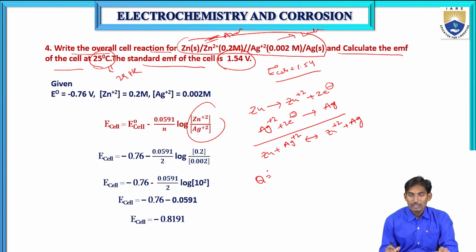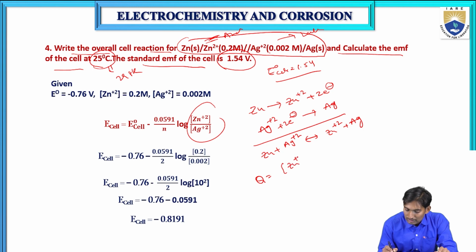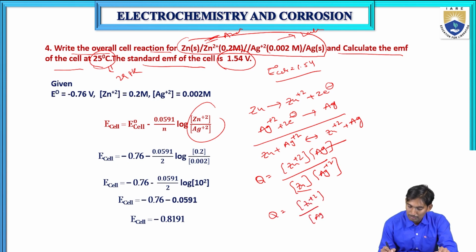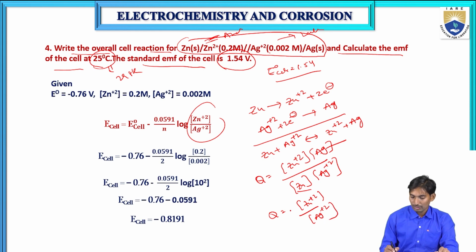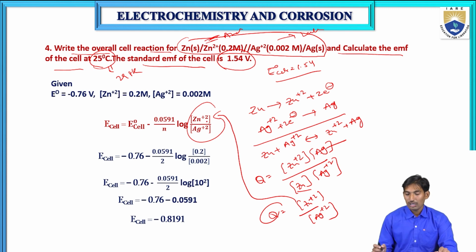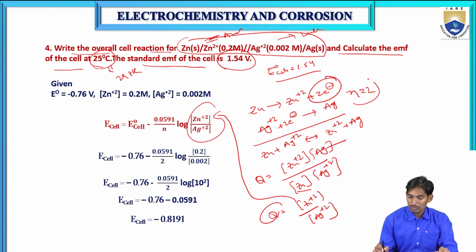The Q is nothing but the concentration of product terms over the concentration of reactant terms. So the concentration of products means concentration of zinc plus 2 and concentration of Ag, and the concentration of zinc and concentration of Ag plus 2. Silver and zinc are electrodes, so their concentration becomes 1. So Q becomes zinc plus 2 by Ag plus 2. Instead of Q, you have to write zinc plus 2 divided by Ag plus 2. How many electrons are involved in this reaction? 2 electrons are involved in the reaction. So n equal to 2 we have to take.